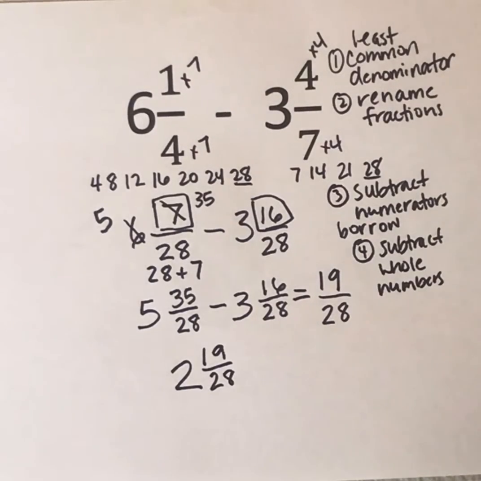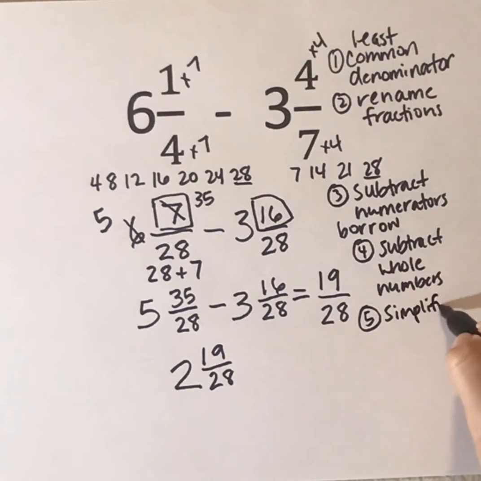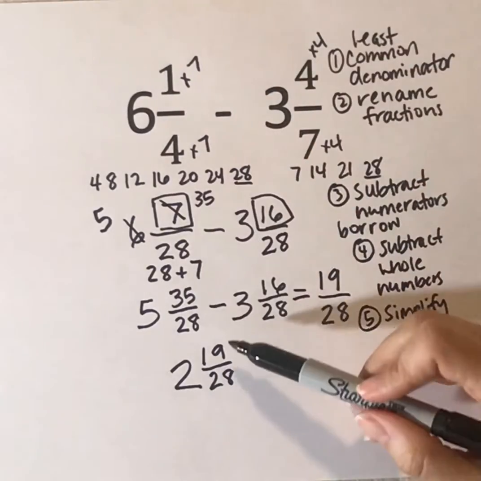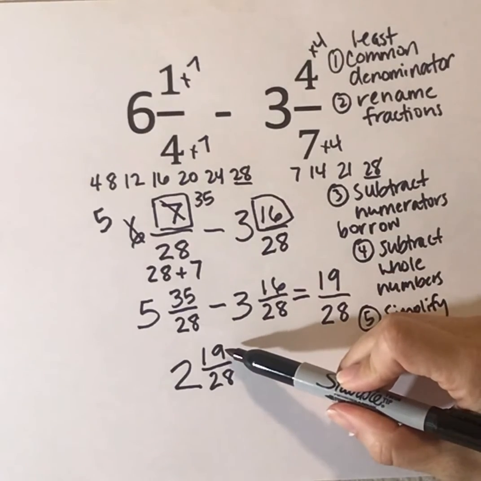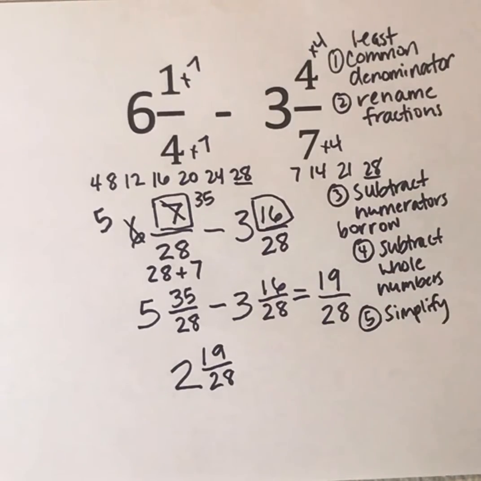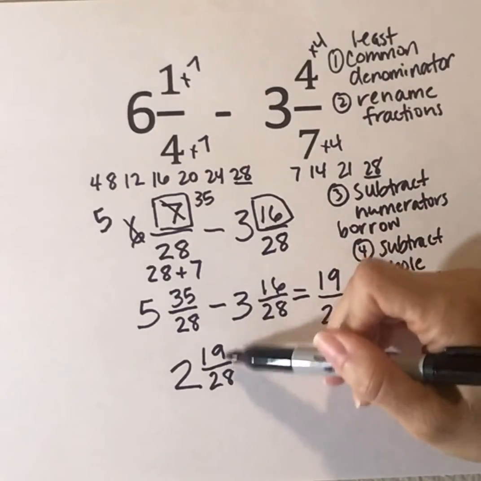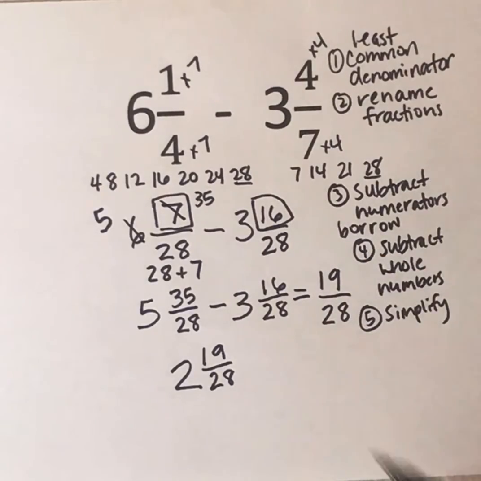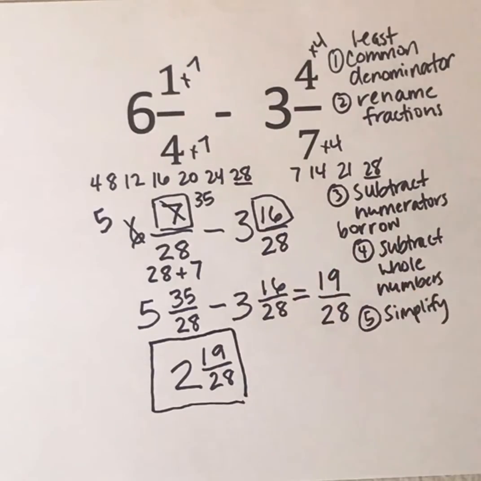Now, my last step is always to double check: have I simplified the whole entire problem? I know that this is going to be simplified because there are no factors of 19 but 1. It's a prime number, and prime numbers mean that only 1 will go into that. So these have no common factor, and I can't simplify anymore. So this becomes my final answer, 2 and 19/28.